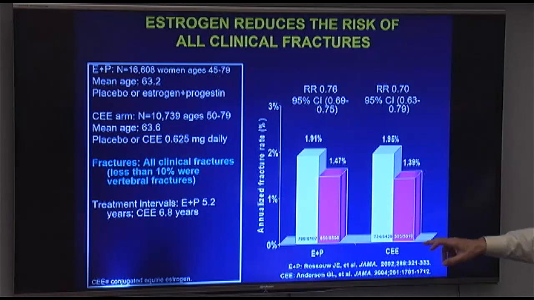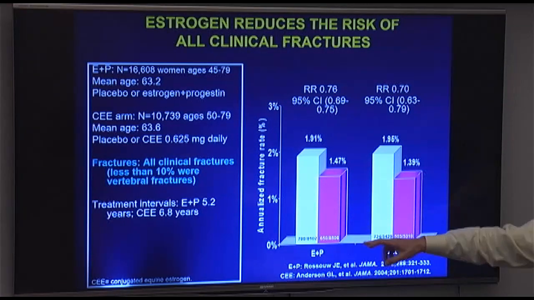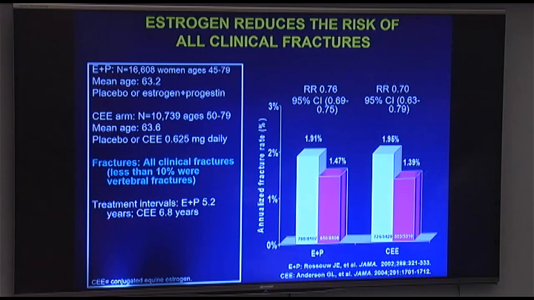The estrogen and progestin arm shown here, or the conjugated estrogen arm alone, showed a reduction in clinical fractures in both of these arms to a significant degree. The clinical fractures were essentially non-vertebral fractures. Only 10% of these fractures were clinical.